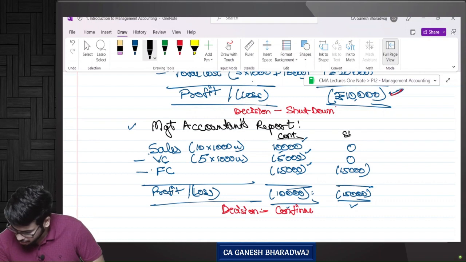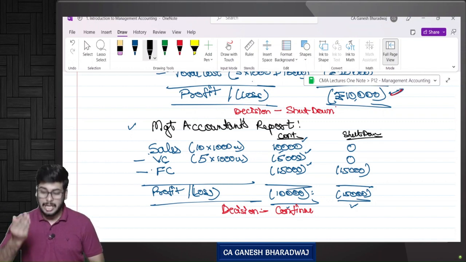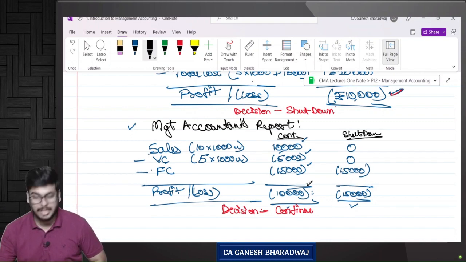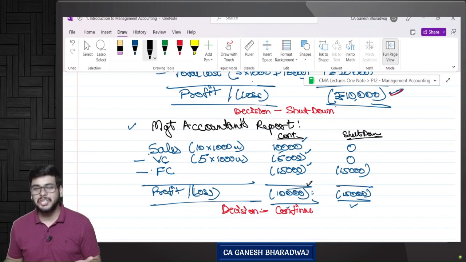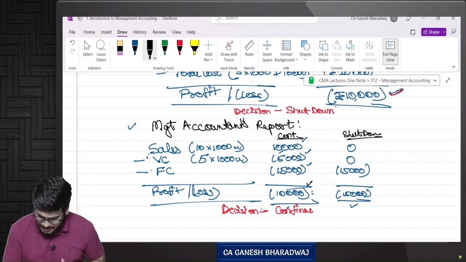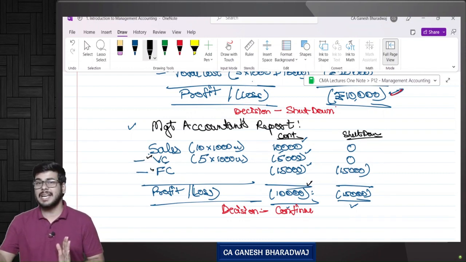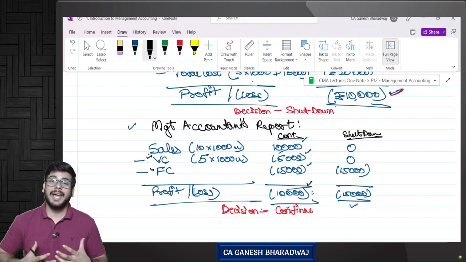If you shut down, there is going to be how much? A loss of 15,000 rupees. You tell me which is better. Continuing with a loss of 10,000 is better than discontinuing with a loss of 15,000. This way, I just presented the same total cost as variable cost and fixed cost, so that I can appraise multiple scenarios and help the top management take meaningful decisions.